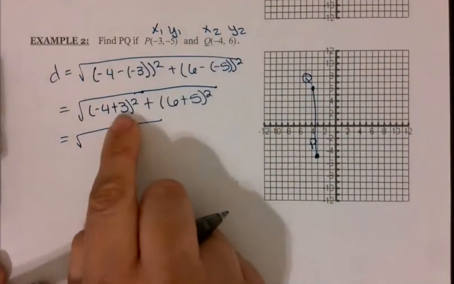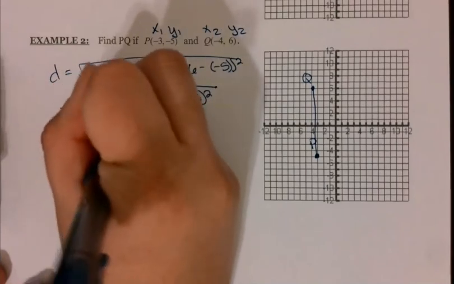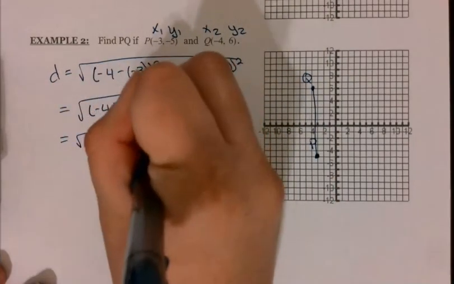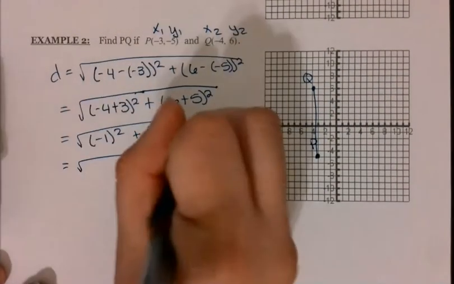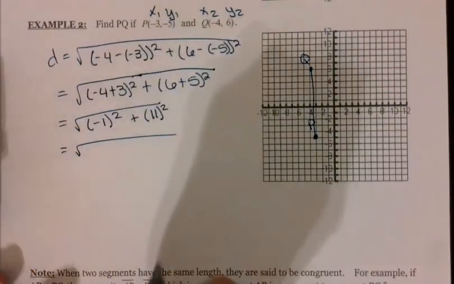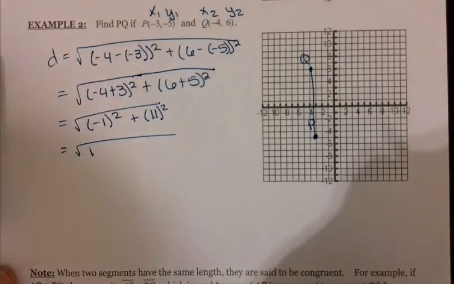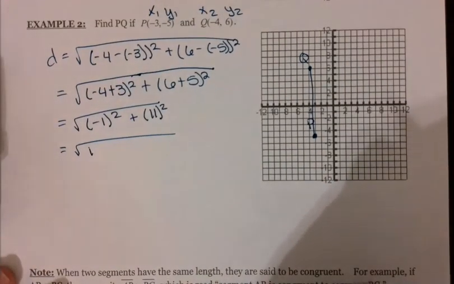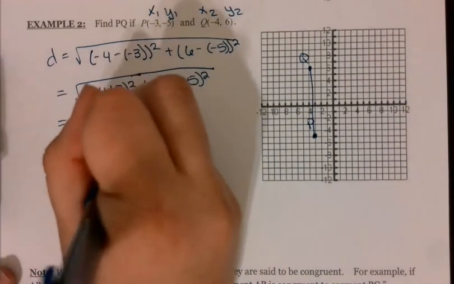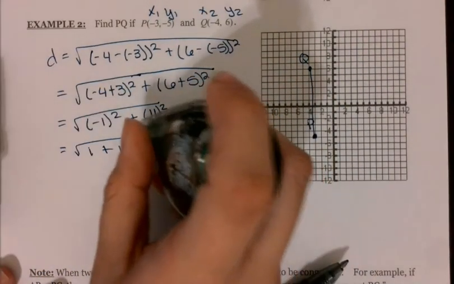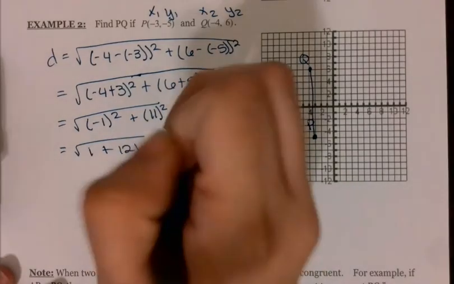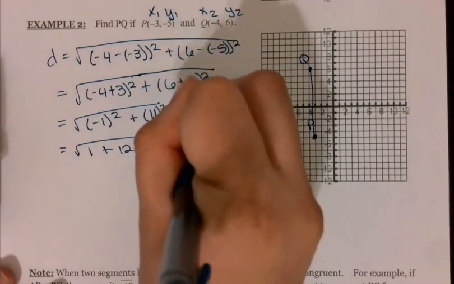Okay. Negative 4 plus 3 is negative 1. 6 plus 5 is 11. Then I want to square those. Negative 1 squared is 1, not 11. 11 squared is 121. So then I have the square root of 122.